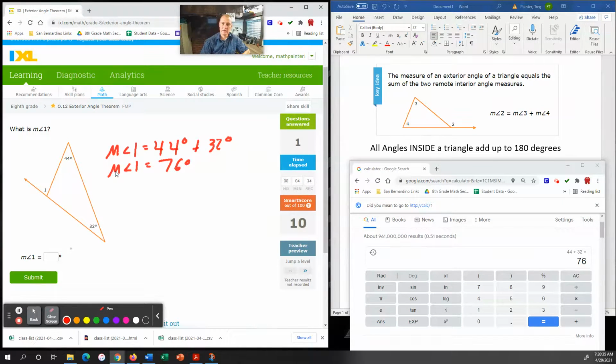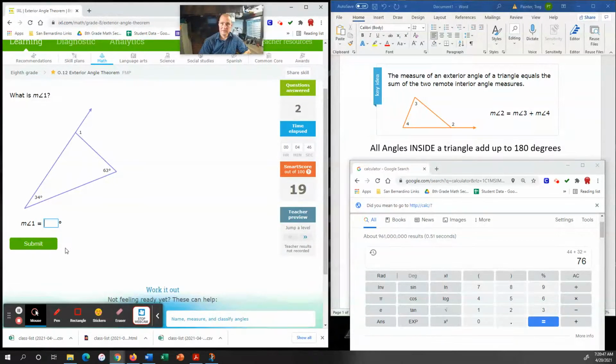Now, notice the degree sign's already next to the box, so all you have to do is type the actual number, and the degree sign's automatic. So I'm typing literally 76. Don't type the degrees because it's already there, and that's how you get it.